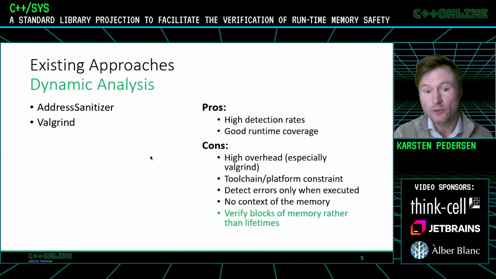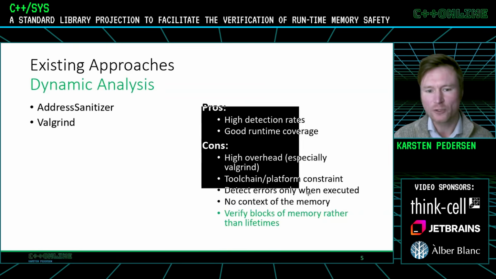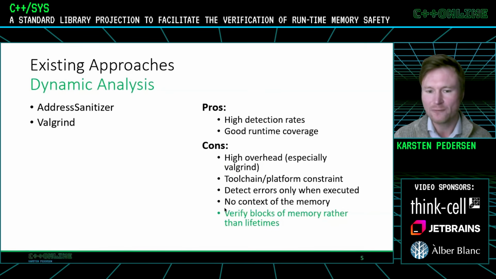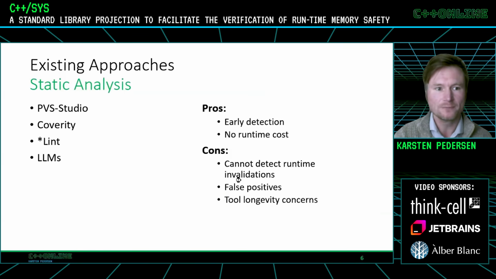So the existing approaches, I'll go through them quite quickly. Address sanitizer, an absolute lifesaver, and Valgrind. These are very good, and safety in C++ is a layered approach. There's no perfect solution, but out of all the pros and cons, the biggest issue is that they verify blocks of memory rather than verifying the lifetime, and this is quite important. It has no context of what the actual data or the actual lifespan of that data is.